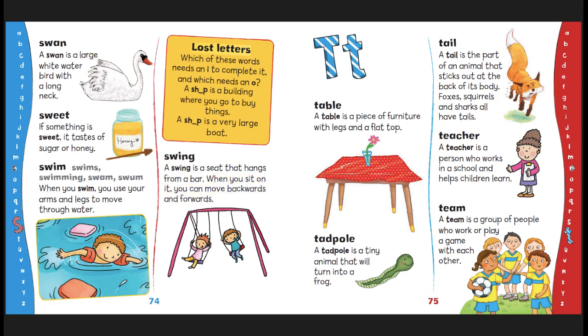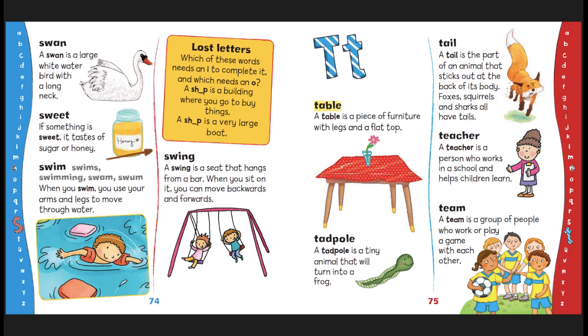Lost letters. Which of these words needs an I to complete it, and which needs an O? A SHP is a building where you go to buy things. A SHP is a very large boat.